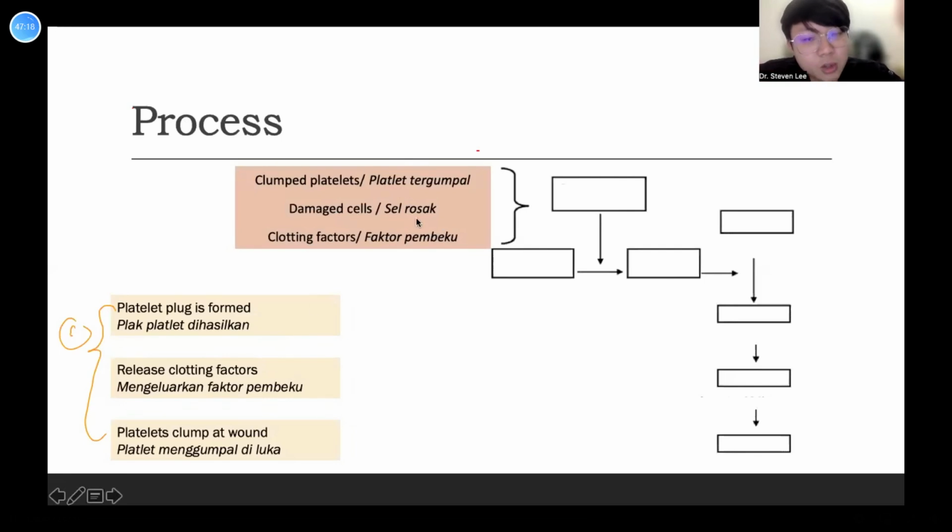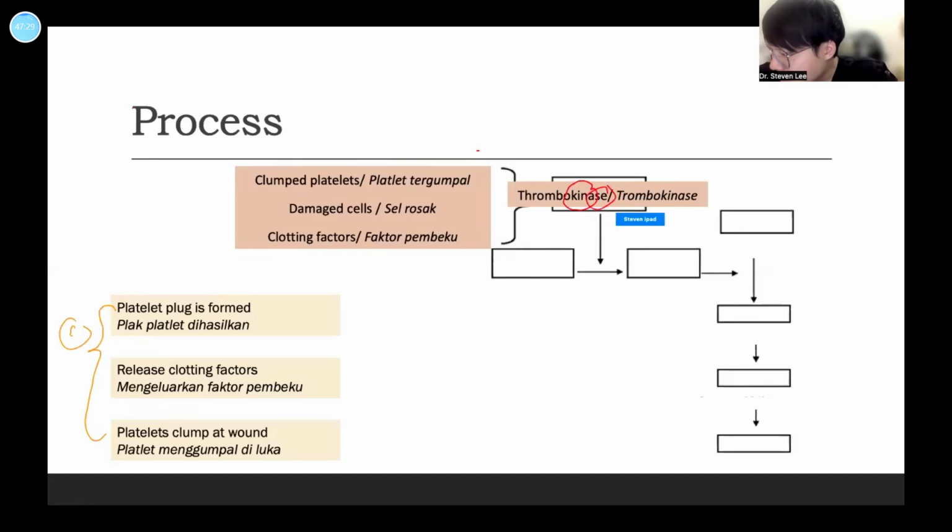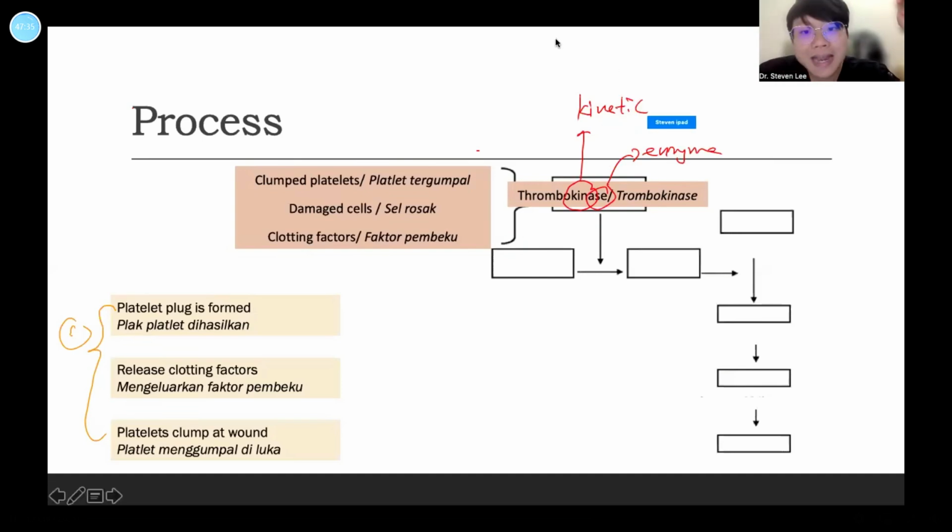Remember these 3 things? Together they will form an activator called thrombokinase. Thrombokinase, I want you all to remember. I told you every word in biology has meaning. Kinase means enzyme. Enzyme is for catalysis. Kinase comes from the word kinetic energy. If you have kinetic energy, are you active or very passive? Active. So for the word kinetic, you think of the word active.